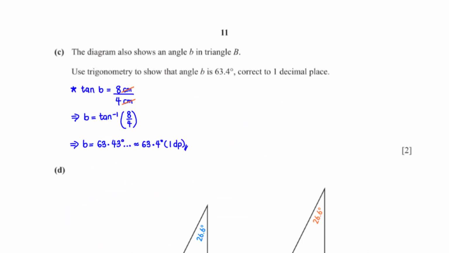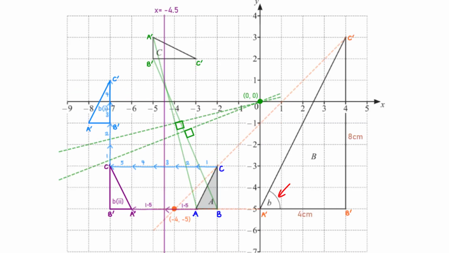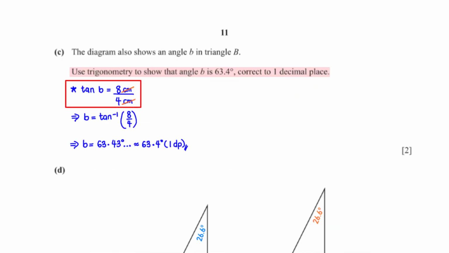The diagram also shows an angle B in triangle B. Use trigonometry to show that angle B is 63.4 degrees correct to 1 decimal place. To get angle B, we apply SOHCAHTOA. This gives us tan B equals 8 centimeters divided by 4 centimeters. When we make B the subject, we have tan inverse of 8/4.